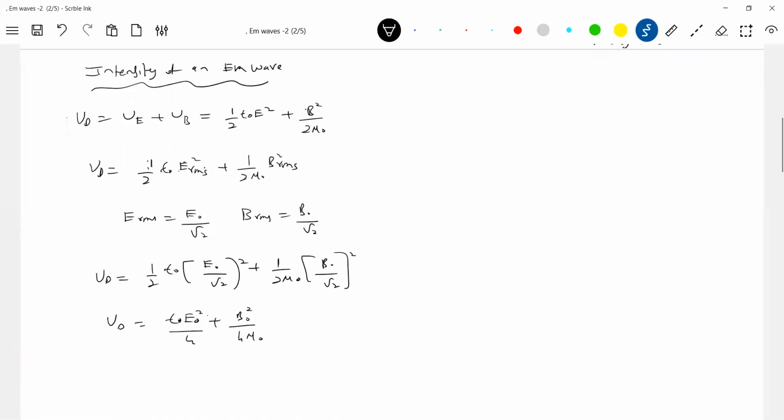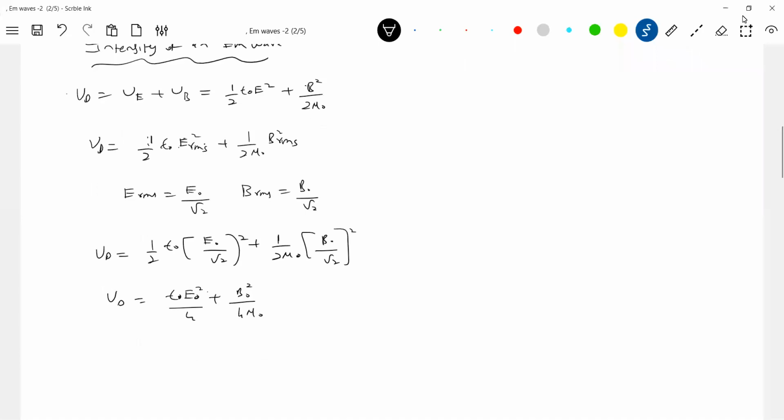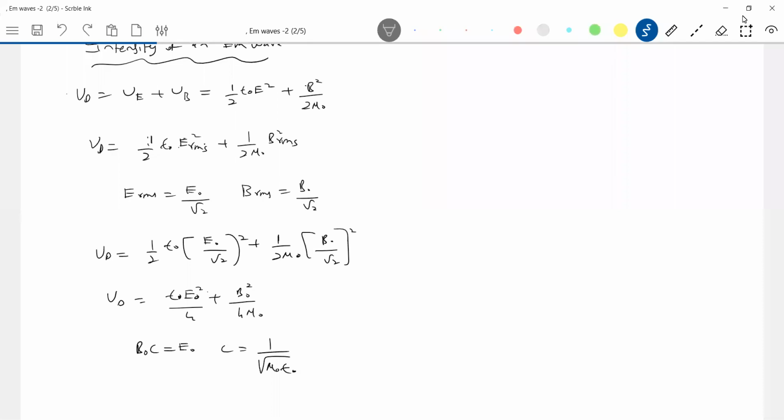Okay, let's go back. Yesterday we brought up some very important relations: B naught C is equal to E naught, and C is equal to 1 by root of mu naught epsilon naught. This is from the wave equation. This is what we derived, C equal to 1 by root of mu epsilon, from the wave equation, because it satisfies the wave equation. So the speed of the EM wave is given by this formula in free space. In any medium we give a different expression.